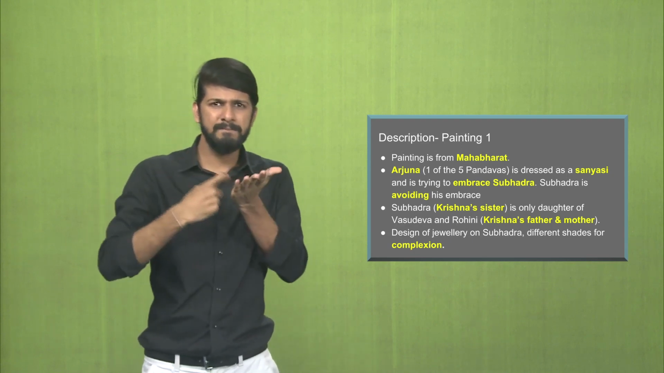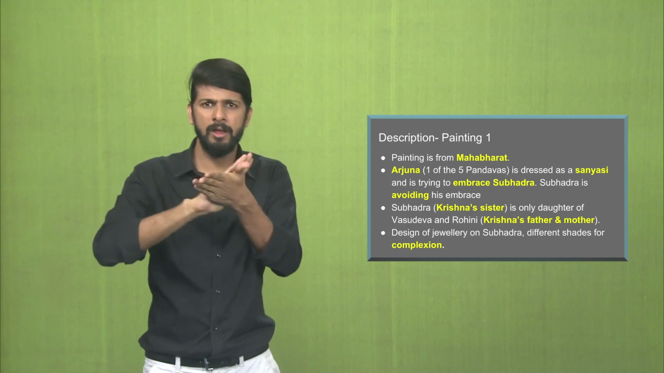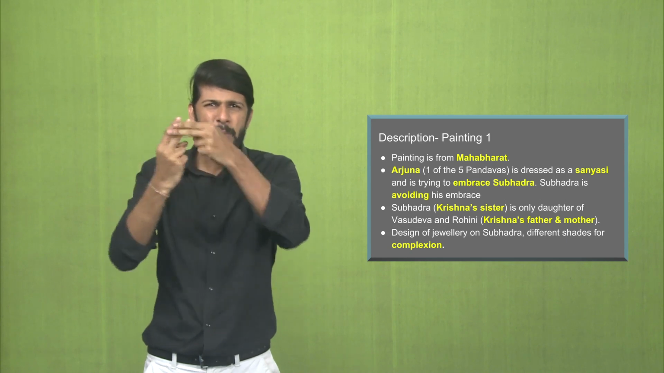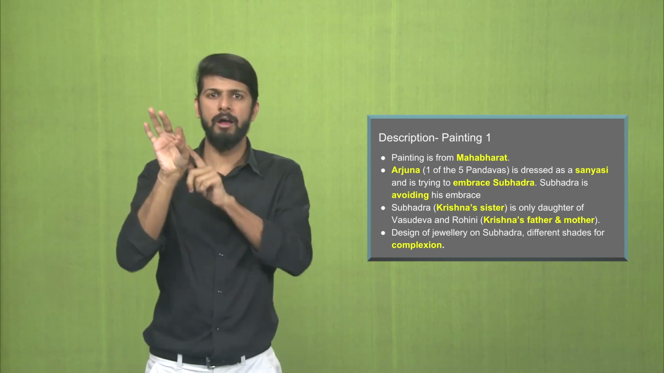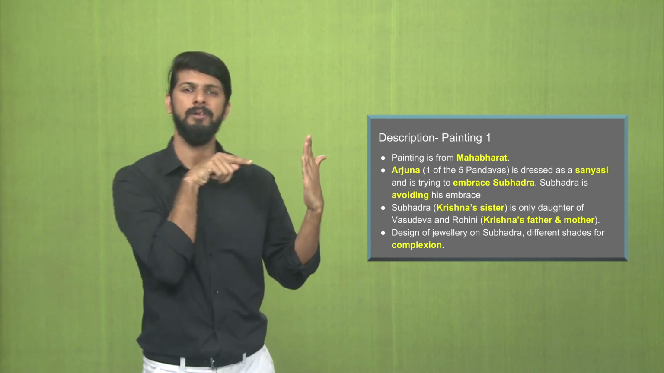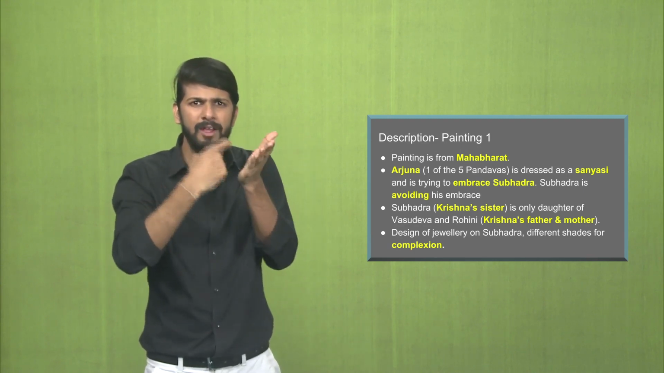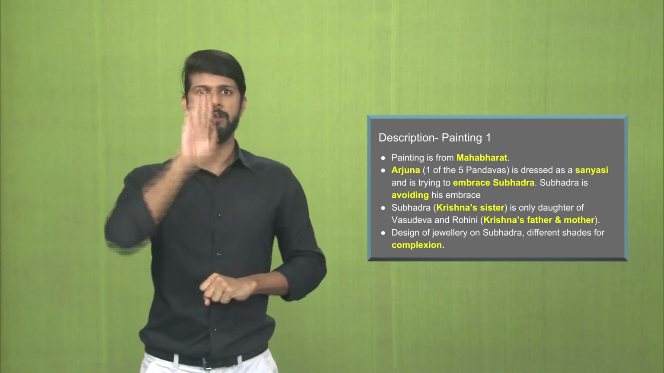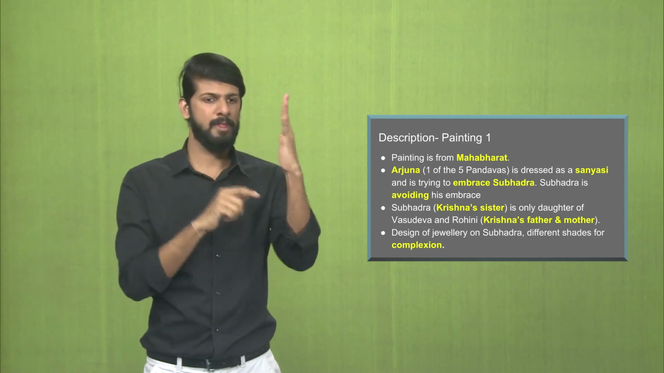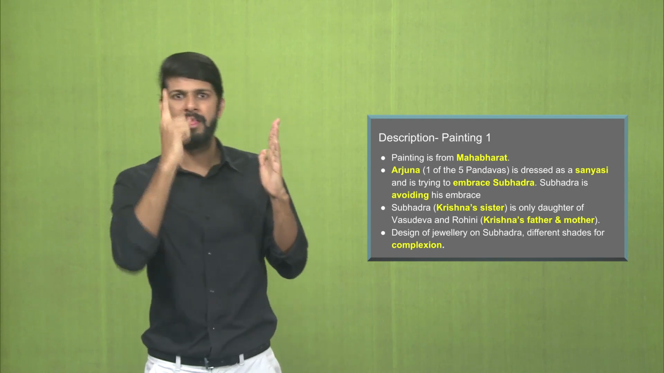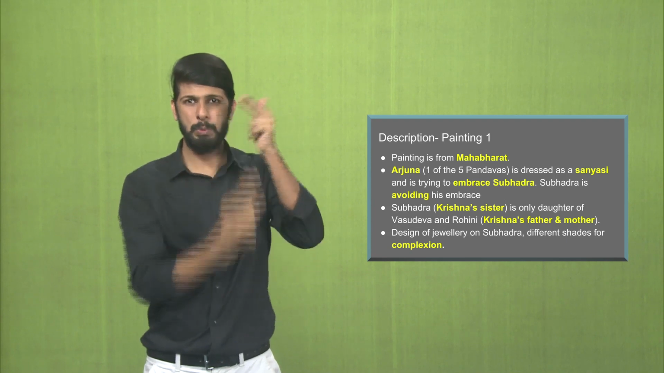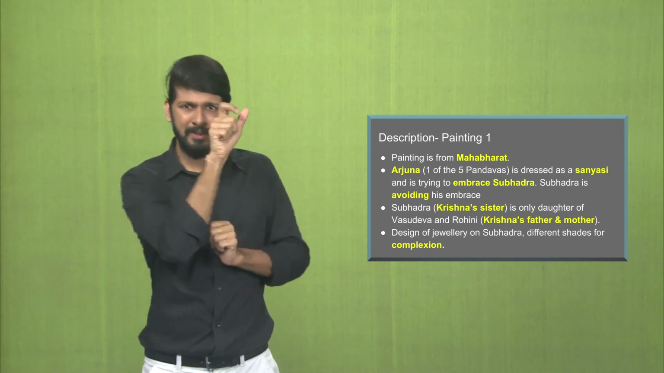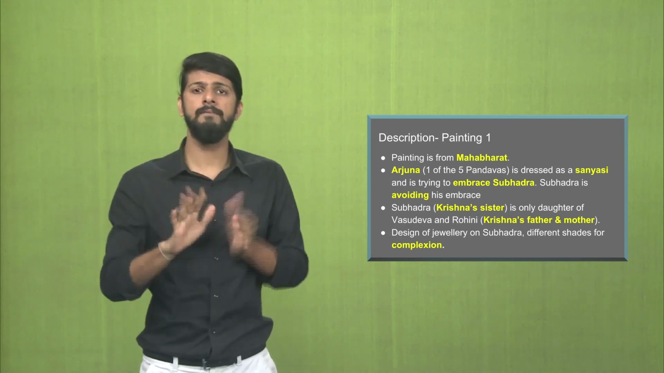This painting is taken from Mahabharata. Raja Ravi Varma was really influenced by mythological epics, and he has chosen one such scene from the Mahabharata. In the painting, Arjuna, one of the 5 Pandavas, is dressed as a sannyasi. Arjuna has taken on a disguise.